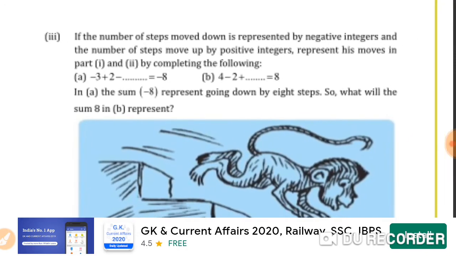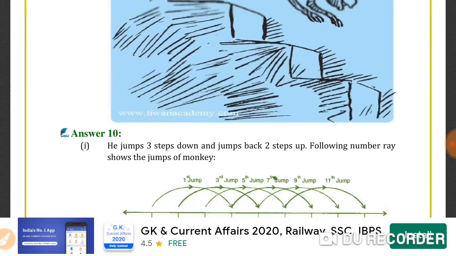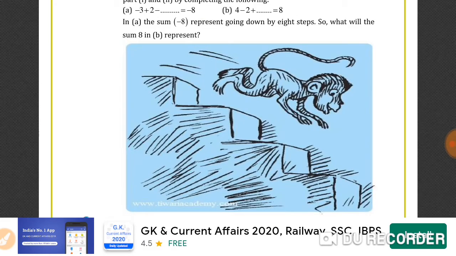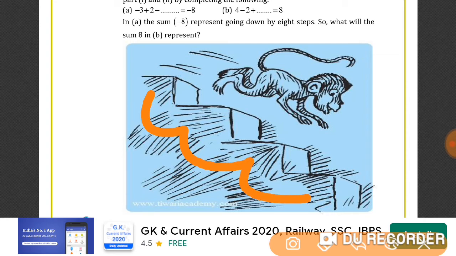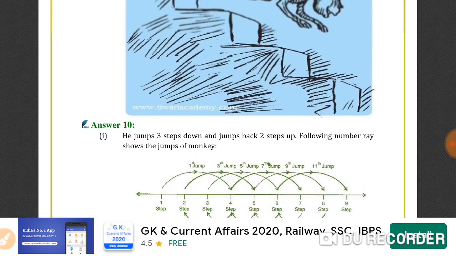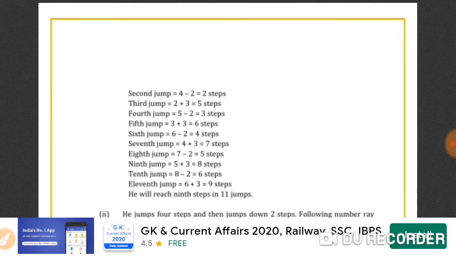So here are the pictures, you can observe. The monkey is jumping. First jump, second jump, third jump. Okay, 3 steps. So 3 steps means it is 1 jump. See, you may get confused here by seeing this picture.